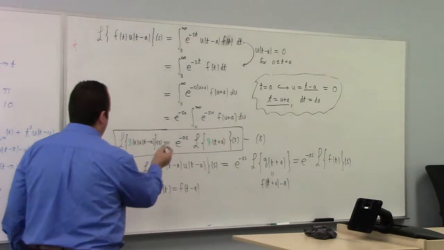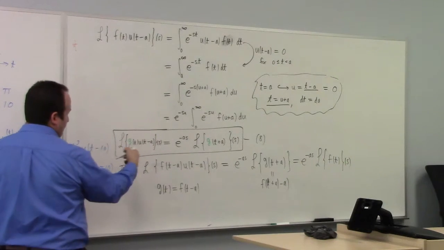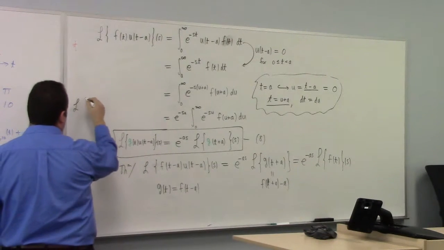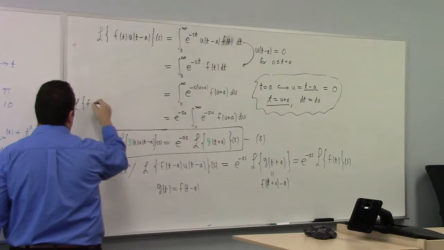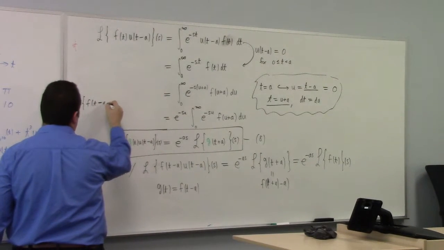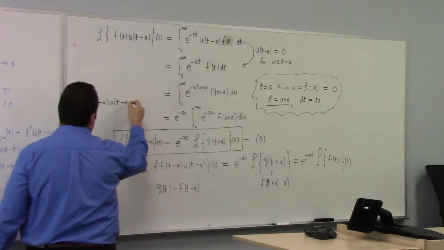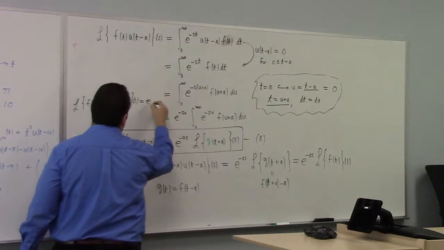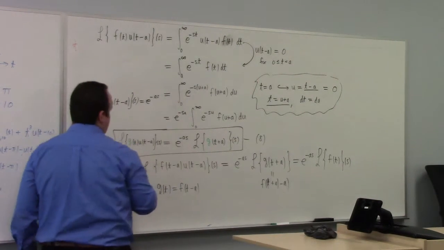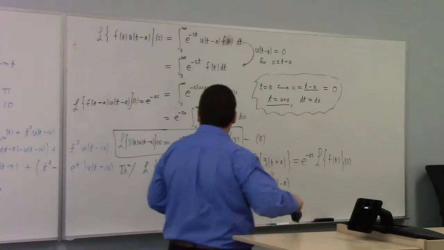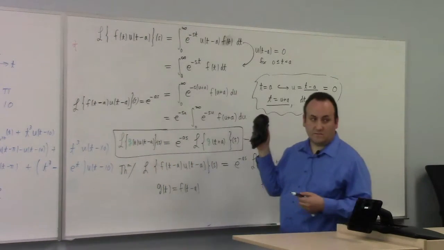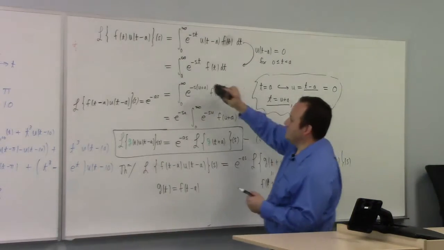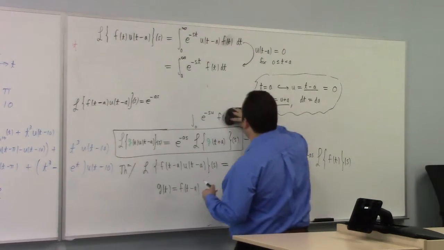Let me just write it over here. Just to emphasize what we got: the Laplace transform of f(t minus a) times u(t minus a) at s is equal to e to the minus as. You'll forgive me if I erase some of our derivation. Do you guys have any questions about the derivation? It's actually pretty straightforward, right?